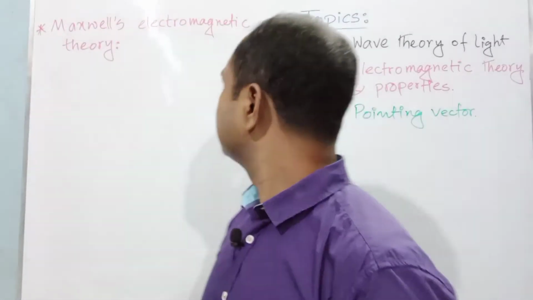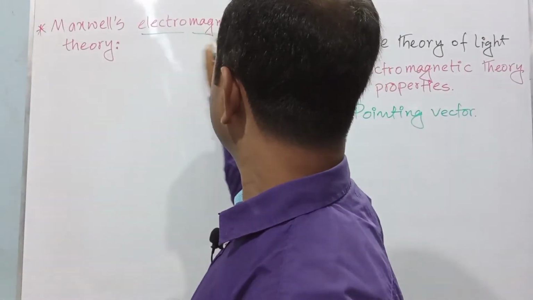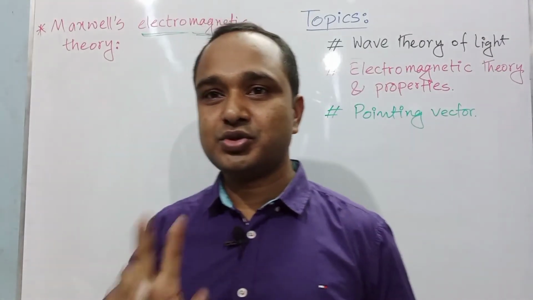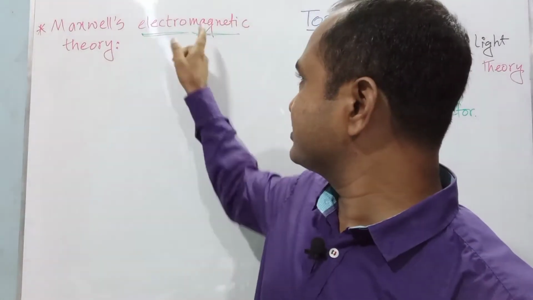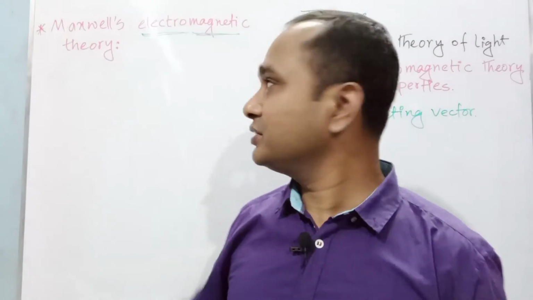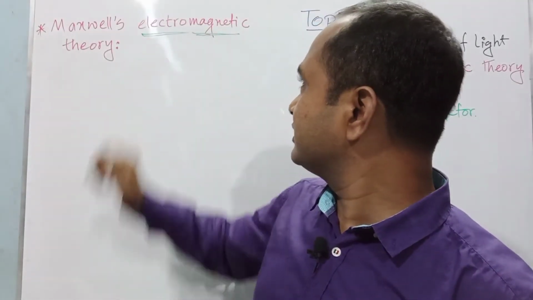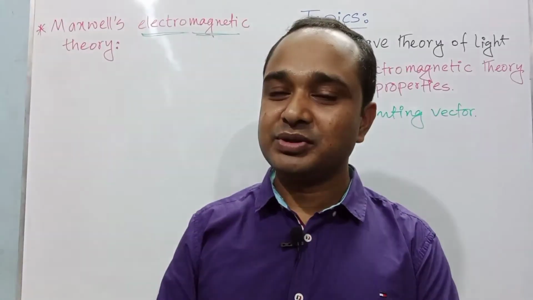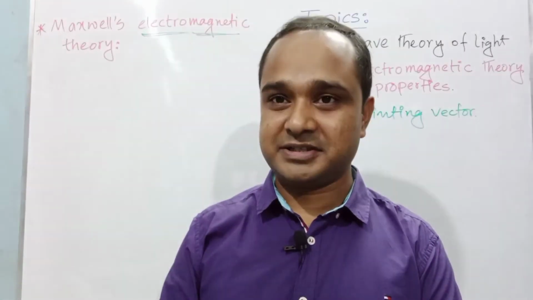The word electromagnetic, from this word we can realize that this is related to two fields, that is electric field and magnetic field. So Maxwell electromagnetic theory deals with phenomena which are related with electric field and magnetic field at a time.